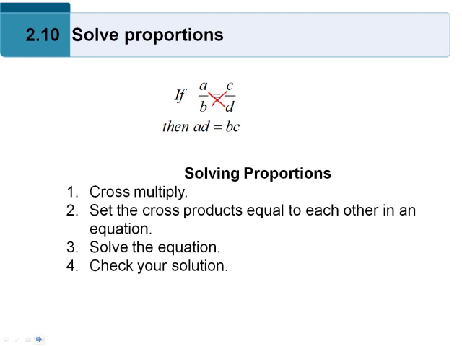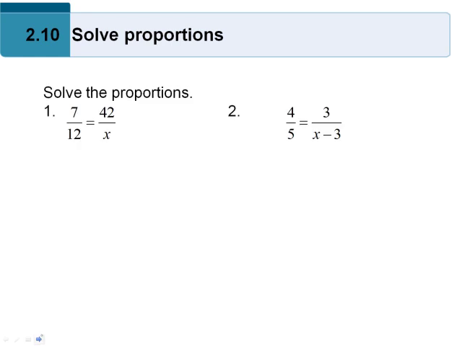So let's get started. Here it says solve the proportions. Now I am usually going to cross multiply so that my variable ends up on the left side if possible. That just makes it a little bit easier to recognize what the equation looks like. So we have 7 over 12 equals 42 over x. When I cross multiply, I'm going to put the term with the x on the left side.